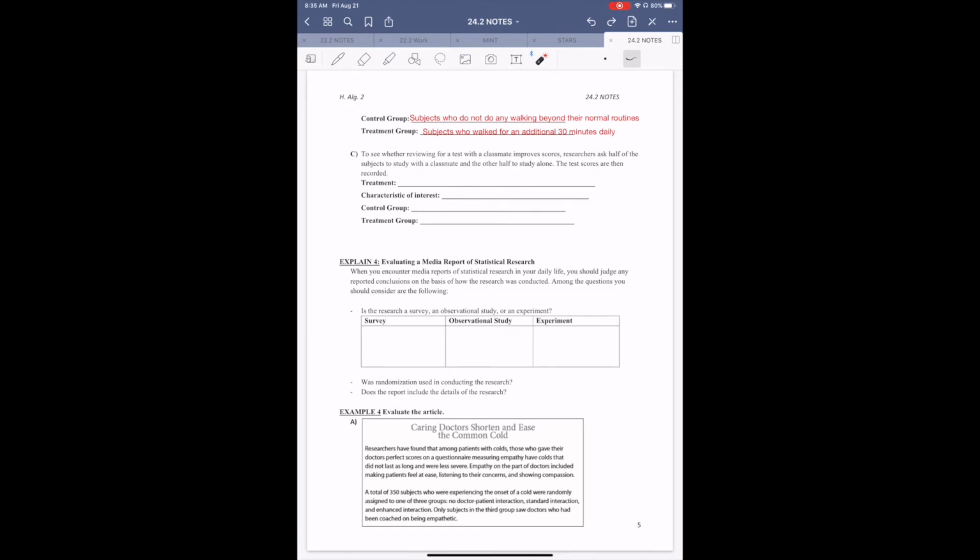All right, so now looking at C, I want you guys to read this. Hit the pause button, okay? Read C and determine what is the treatment, the characteristic of interest, the control group, and the treatment group.